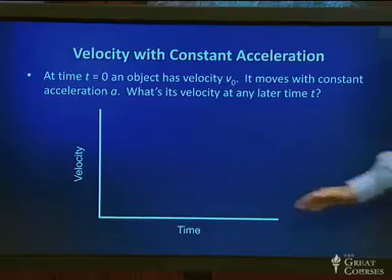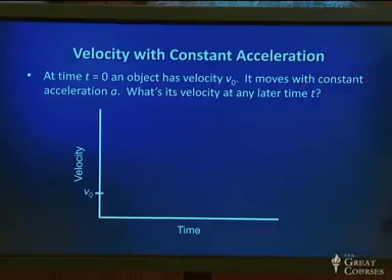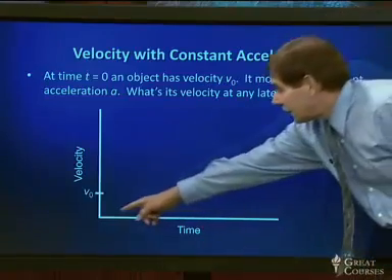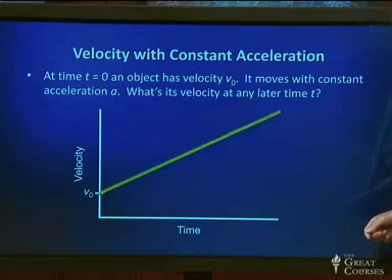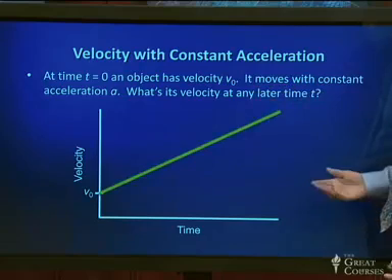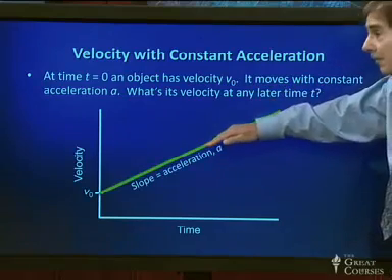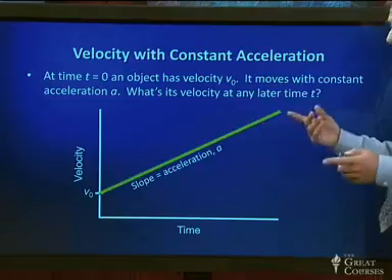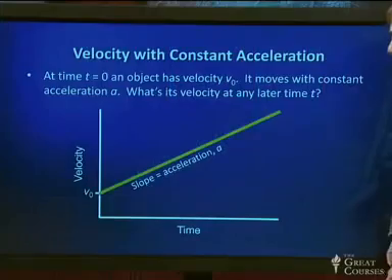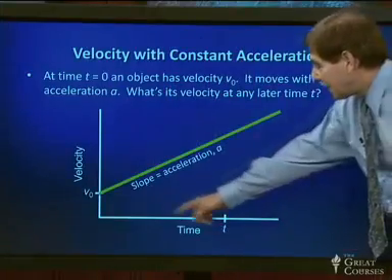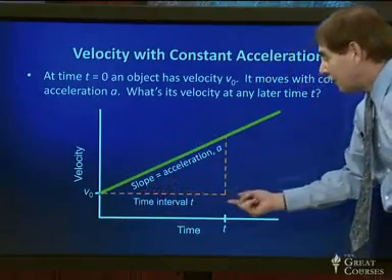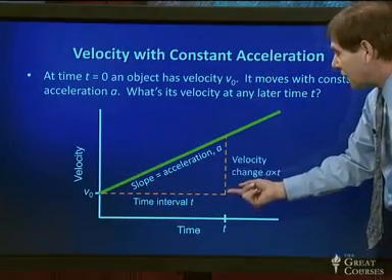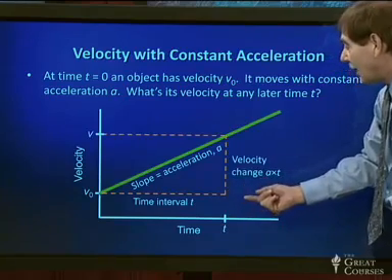So let's start with a graph of velocity versus time. It starts out at v naught. So at time t equals 0, at the place where the two axes meet, the velocity is v naught. It then rises steadily because the acceleration is a constant. The slope of this rise is the acceleration, because acceleration is the change in velocity divided by the time interval, delta v over delta t. Let's take a look at that. Here's some time t. We started out at time t equals 0. We look at some later time. There's a time interval t over which the velocity changed from v naught to some final value v.